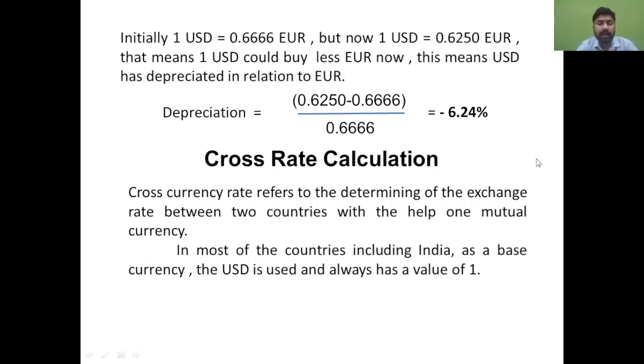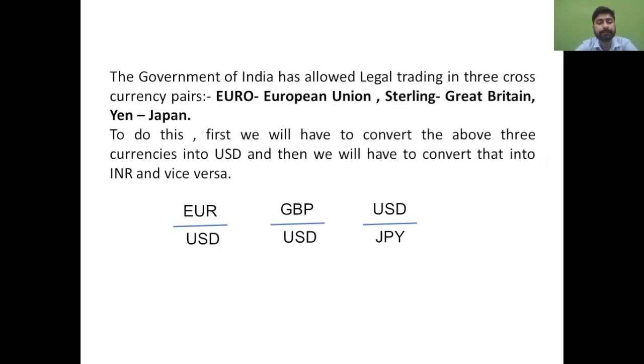In most countries, including India, the USD is used as the base currency and always has a value of 1. Now the government of India has allowed legal trading in three cross currency pairs: Euro, Sterling and Yen. To do this, first we will have to convert the above three currencies into USD, and then convert that into INR and vice versa. We'll try to understand all these things slowly in our next lectures. But now we'll be focusing more on the calculation of the cross rate, right?